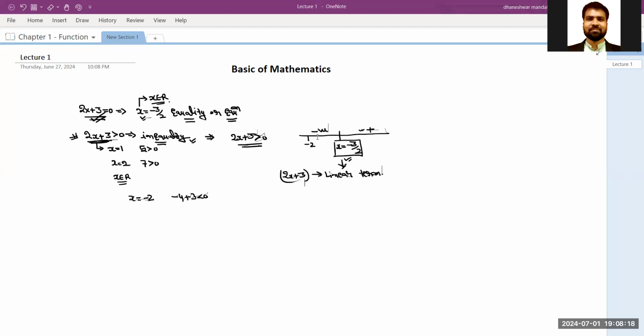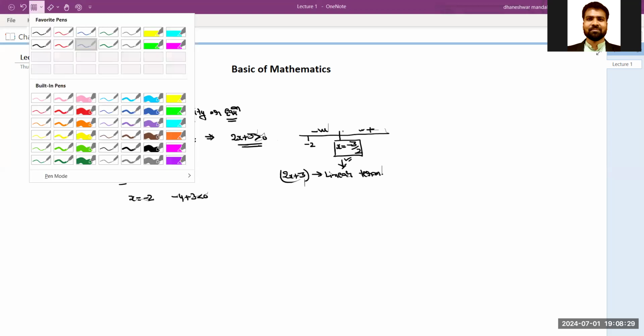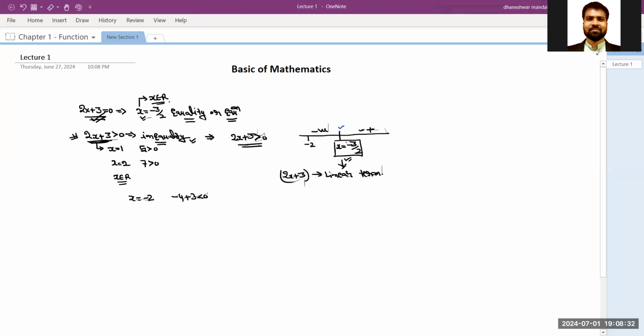See, so here we have 2x + 3. And what is the sign of 2x + 3? If I want to calculate the sign of 2x + 3, then I am going to use this basic concept. If I make this term equal to 0, then the value of x is known as the critical point. This point is the critical point. The right-hand side of this critical point is always positive and the left-hand side is always negative.